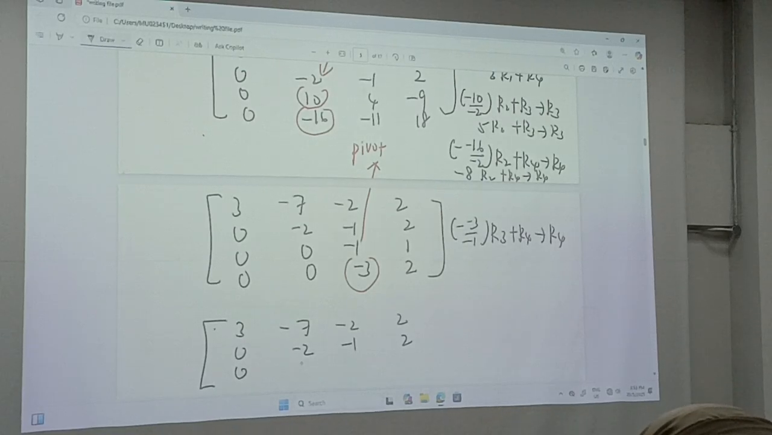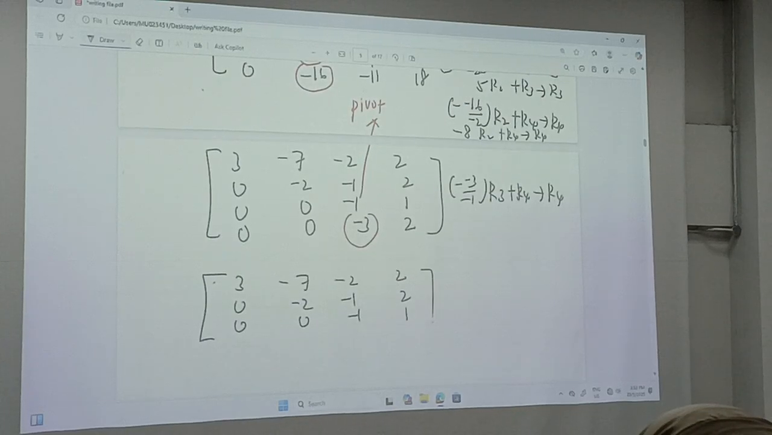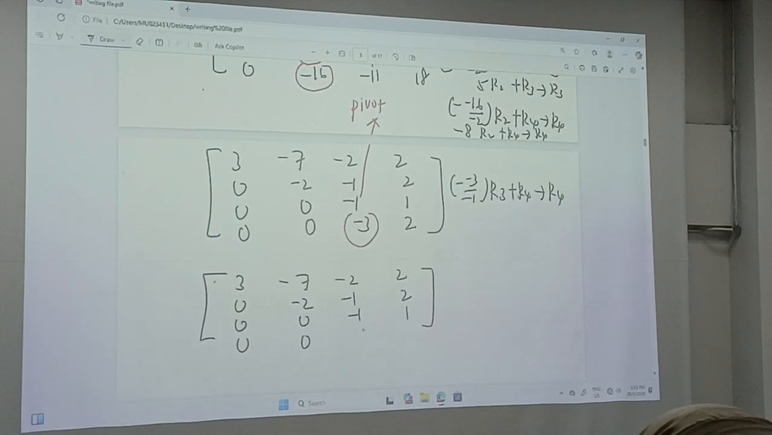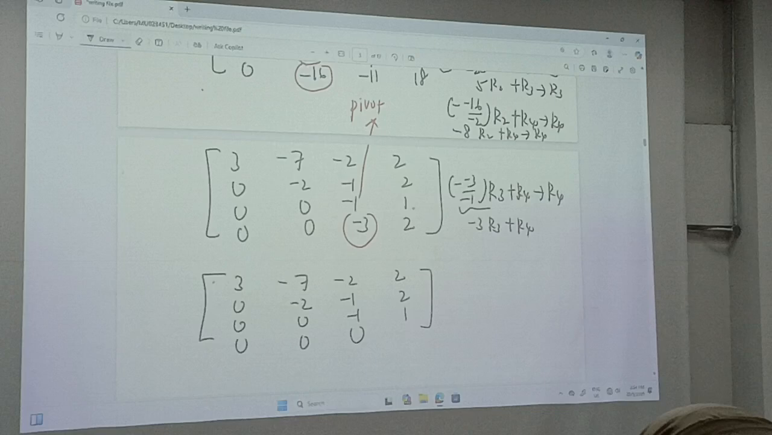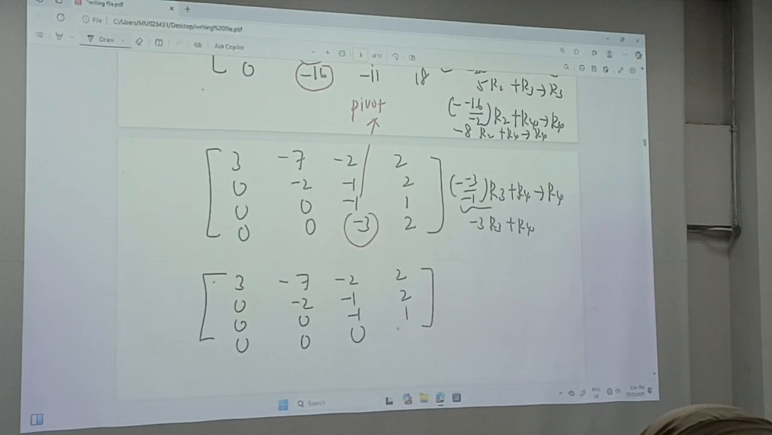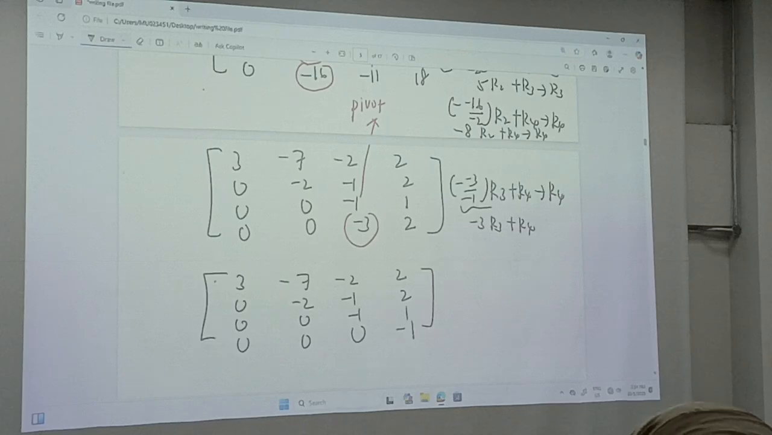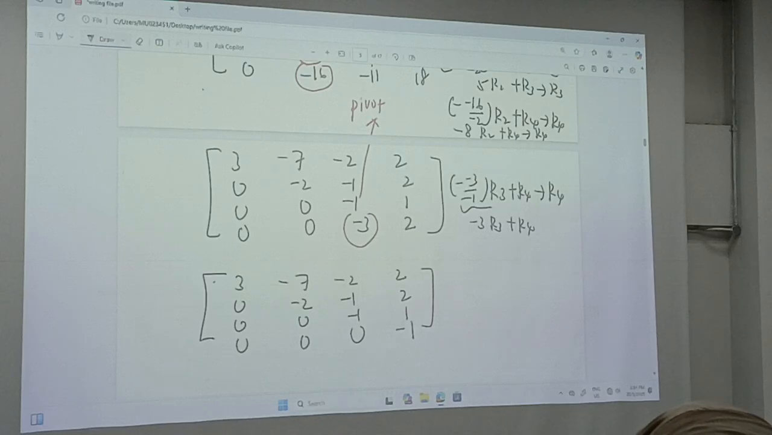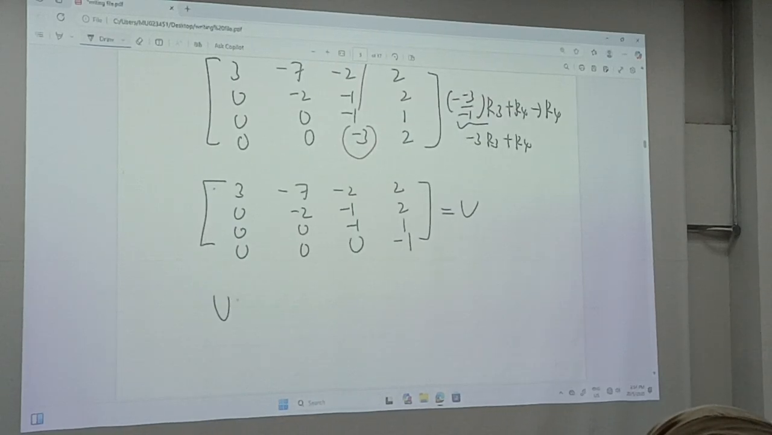Okay, so as a result, negative 3 will turn to 0. Right. Okay, here the answer will be negative 3. Okay, so negative 3 plus 2 is negative 1. So now under the leading entry, all elements are 0. So this is U. Okay, so write down U. U equal to this.